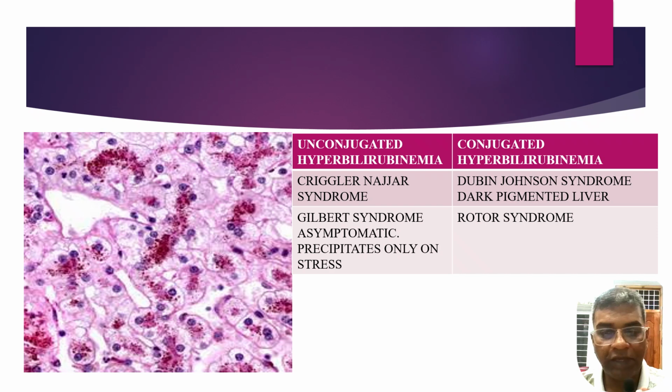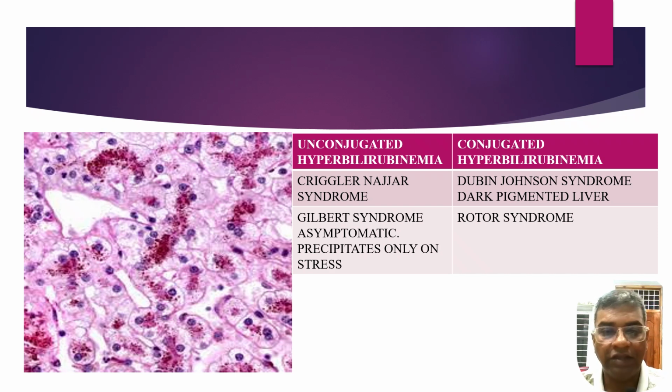Unconjugated hyperbilirubinemia is because of increased RBC destruction, which causes the release of heme from the hemoglobin, and it is converted to unconjugated bilirubin. So the conditions that cause increased RBC destruction are the causes for unconjugated hyperbilirubinemia. All the hemolytic anemias, hemorrhages, ineffective erythropoiesis, and conditions like pernicious anemia and thalassemia will come under unconjugated hyperbilirubinemia.